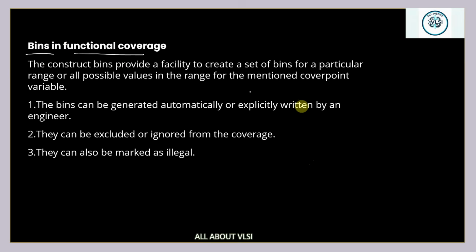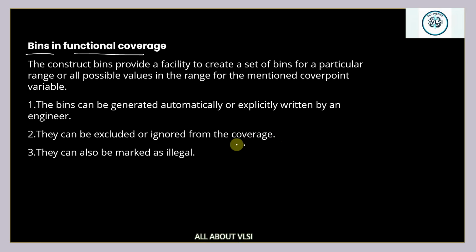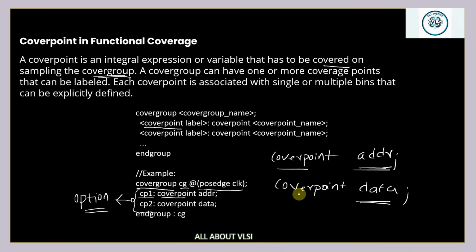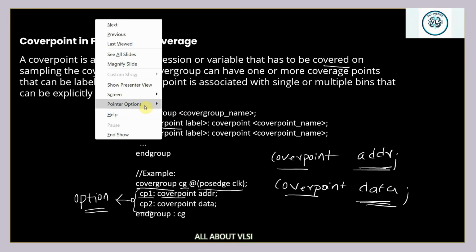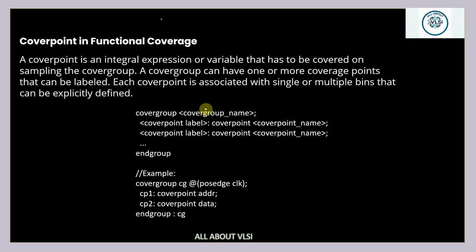We have two types of bins. One is implicit bins and another is explicit bins. Implicit bins are bins which are created by the tool itself. You don't need to create them. You just write cover point address, cover point data, and bins will be created automatically for this address and data. Now, what do you mean by bin, and how is the coverage model giving us the coverage report? Let us try to understand.